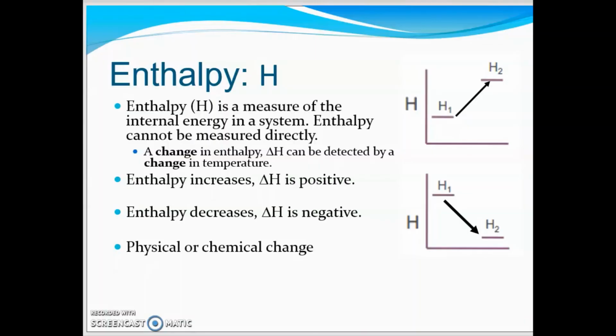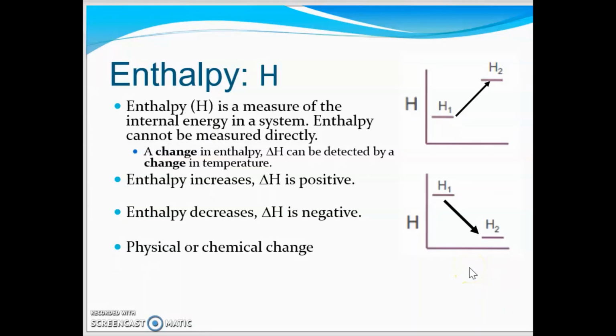If the enthalpy increases, delta H is positive. The final would be larger than the initial. Final minus initial would be a positive number. If the enthalpy decreases, delta H is going to be a negative number. You can see in my option here, if I subtract final minus initial, the final number is smaller than the initial, so I'll end up with a negative number.